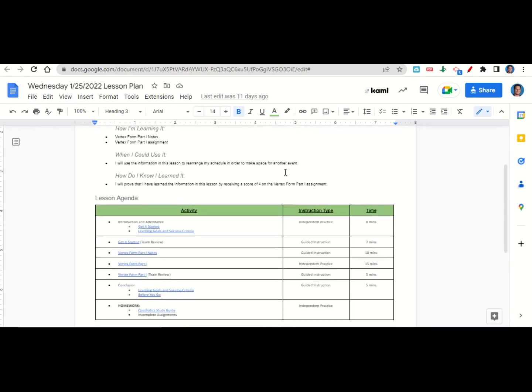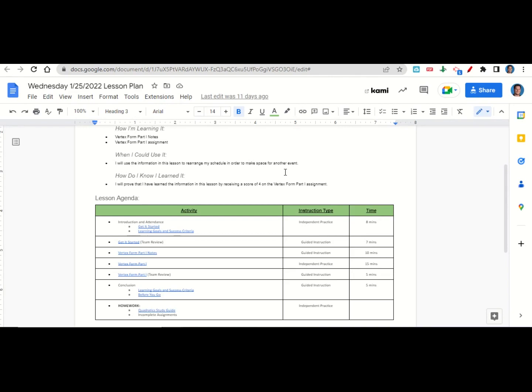Now let's take a look at our agenda for today. We will begin by going over the learning goals and success criteria. While we do that, you'll fill out your Get It Started. Once you've completed your Get It Started, we'll go over it together and answer any questions that you may have. Next, we'll do our weekly raffles. After that, we'll go over the Vertex Form Part I notes, and then I'll give you time to complete the Vertex Form Part I assignment. Once you've completed your assignment, we'll go over it together and answer any questions that you may have.